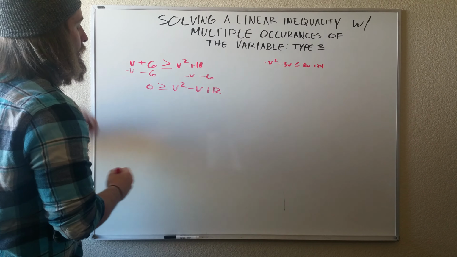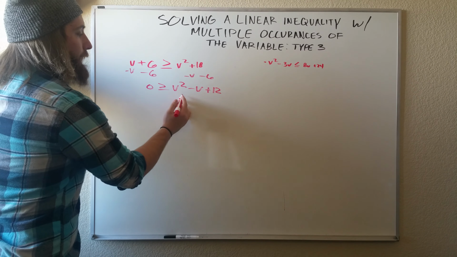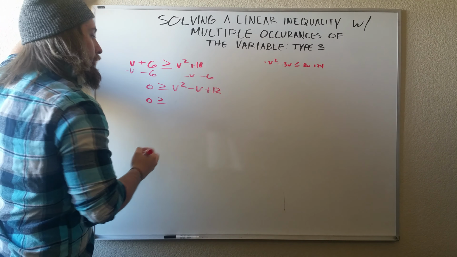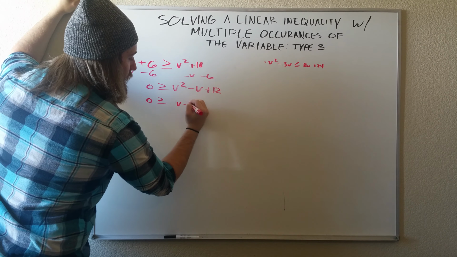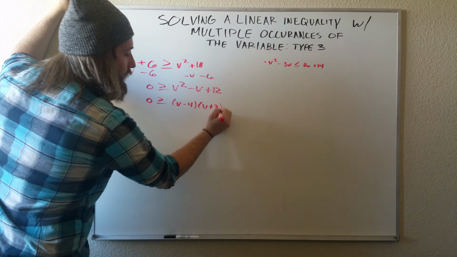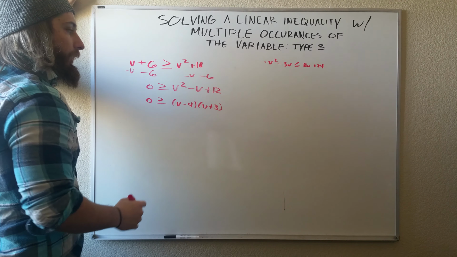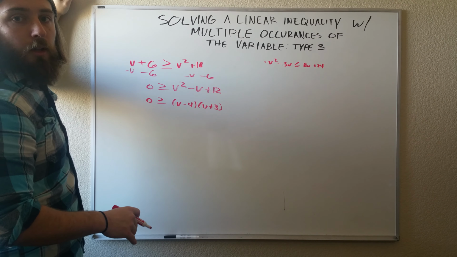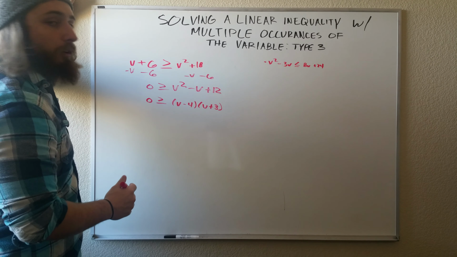Alright, now once we get there, we're just going to factor. So we'll get 0 is greater than or equal to, and then we have v minus 4 times v plus 3. And if you don't understand how I got that, I have another video, I'll leave it in the link below, and that'll tell you how to factor.